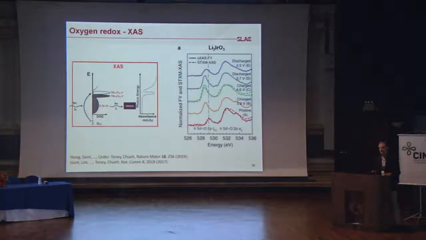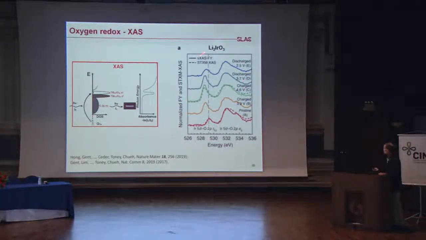A conventional way of doing this is oxygen edge X-ray absorption spectroscopy. Basically X-rays come in and knock an electron up to a higher level. As the electron falls down, it gives off X-rays and you collect that. Then you do that as a function of incidence angle. That's basically X-ray absorption spectroscopy, and it looks something like this. These are real data for the pure iridate: pristine, partly charged, fully charged, discharged, partly discharged, and fully discharged.